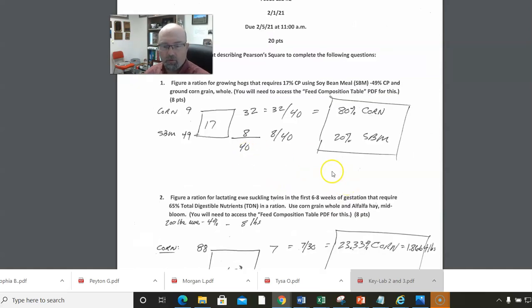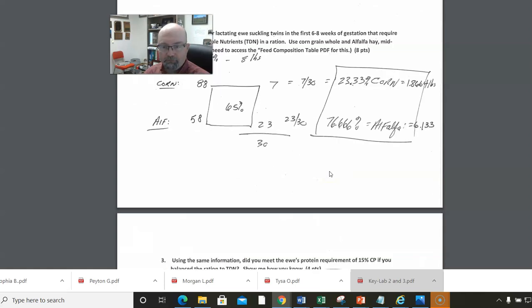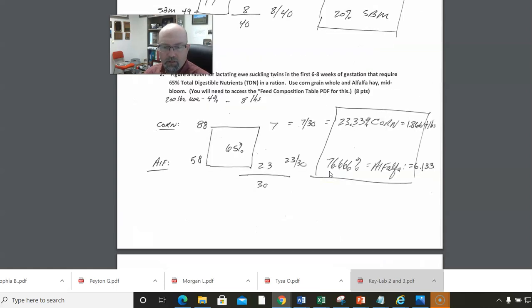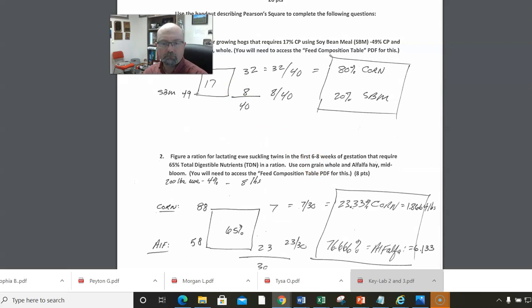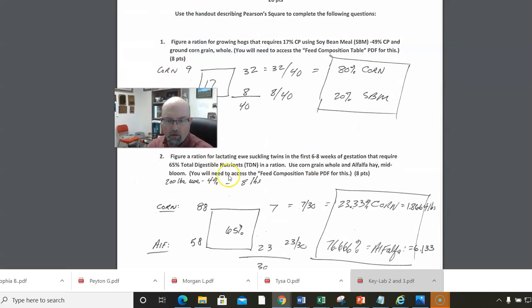Okay, pretty straightforward. Down here on the bottom, let me scroll back up. Okay, so we have these ewes, the suckling twins, 6 to 8 weeks post-gestation. That simply gives us an idea what those ewes are going to need. They need 65% TDN, so 65 of course goes in the middle.